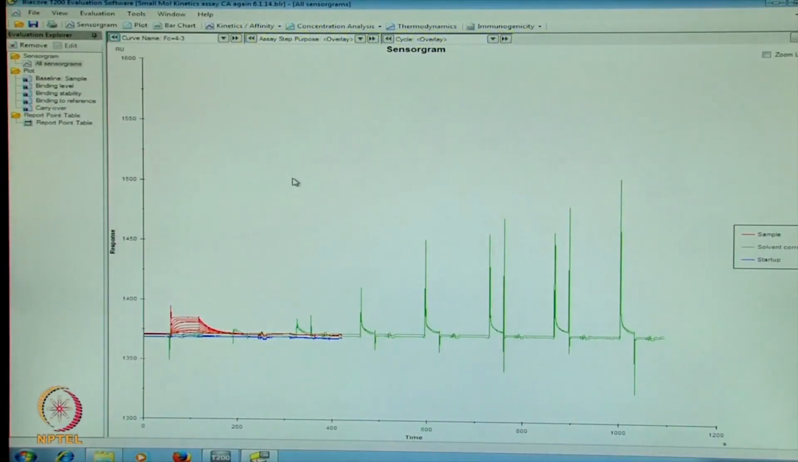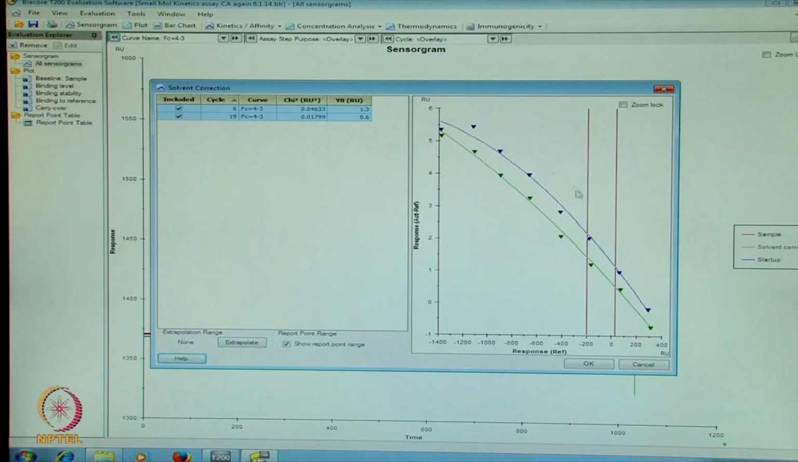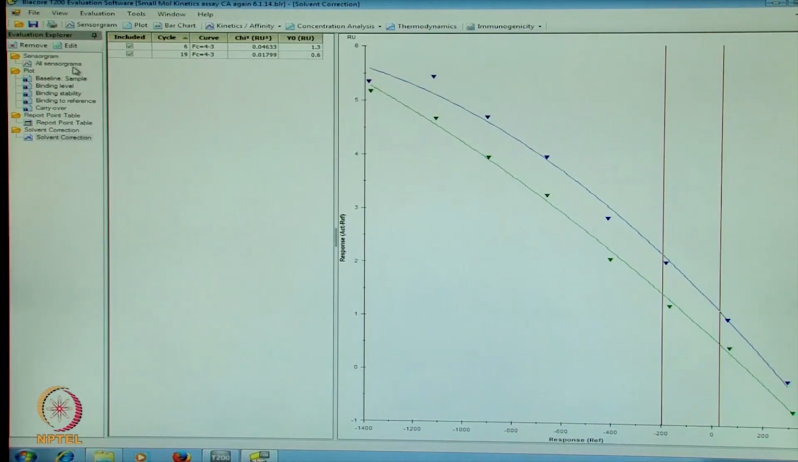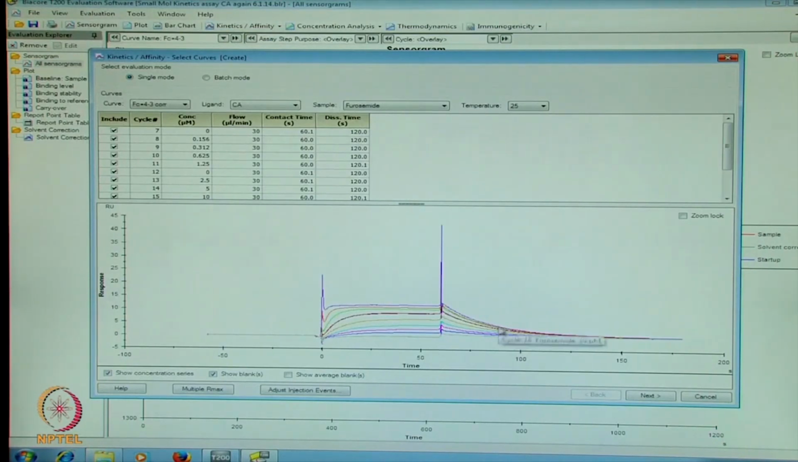Now we will look at the kinetic data generated from the interaction of carbonic anhydrase with furosemide. The data looks like this way with a sample, solvent correction and a startup. In order to evaluate this data, we have to go into the evaluation, add solvent correction, and once the solvent correction data looks okay, say OK, and the data is now subtracted from the sensogram. From this again we go into the kinetic affinity mode, surface bound. Data is shown here with the different colors for furosemide concentrations.